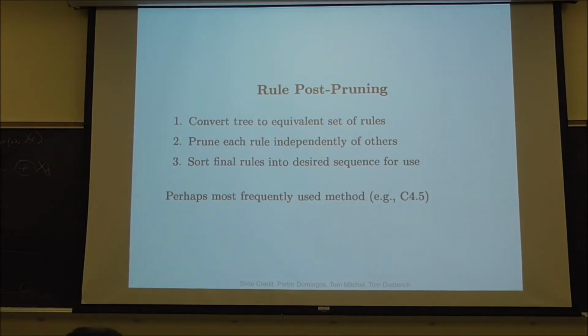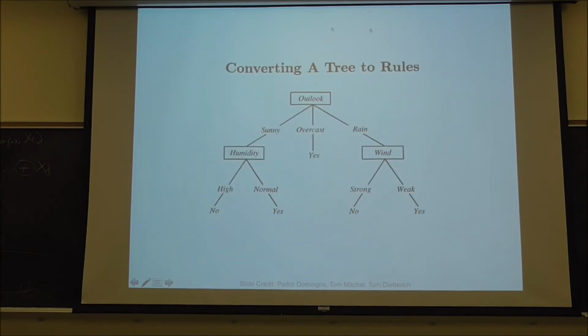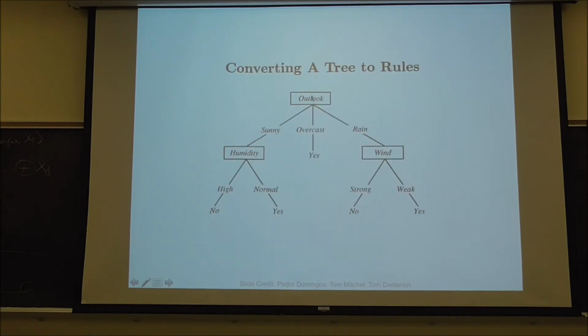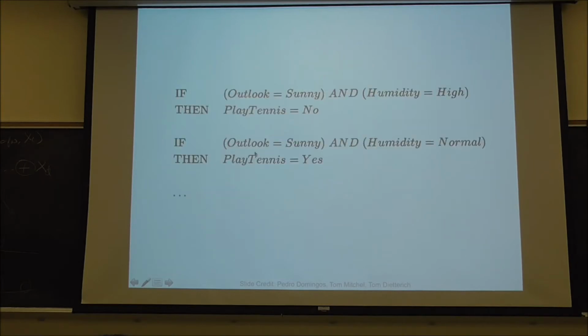The other thing that is commonly done is to convert a tree into an equivalent set of rules, and then to prune each rule independently. For example, if your features have some semantic meaning, like sunny, overcast, rain, you can convert these paths into logical formulas. You can say if outlook is sunny and humidity is high, then what I'm going to predict is always no. So each of those paths you can write down as some logical formula.